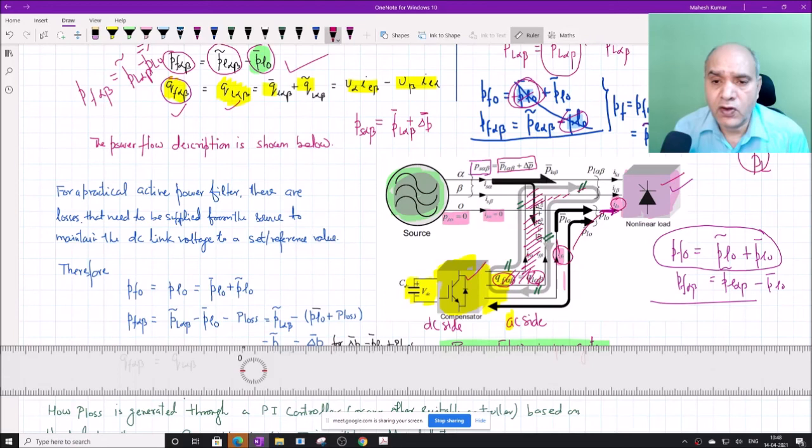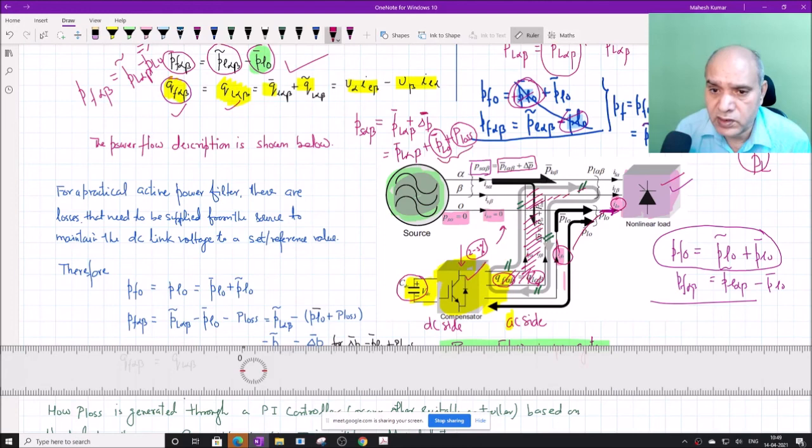and plus the zero sequence component. Because this can be written as PL alpha beta bar plus PL0 average power plus P loss. What is P loss? They are losses in the compensator or inverter: switching losses, conduction losses, resistance losses, and so on. So it always has some losses, maybe 2% to 3%. These losses have to be supplied from the source again, otherwise this capacitor will not be maintained at constant DC link voltage. So these losses plus the real component of zero sequence power together become delta P bar.